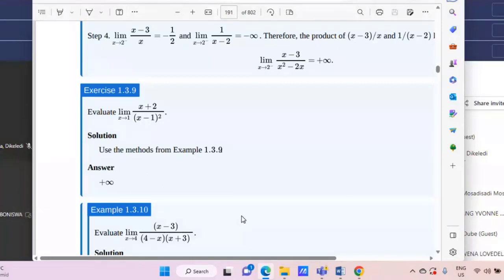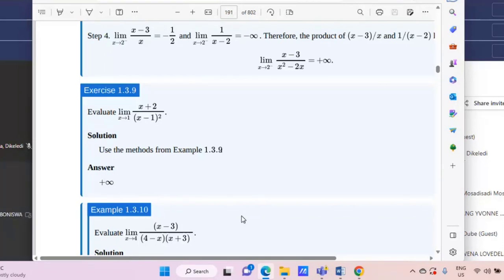Which limit are we working on? Do you see example 1.3.10? Yes, sir. We are evaluating this limit when x approaches 4 from the left. We are only evaluating the limit of this function when x approaches 4 from the left. Only. Then from there, we'll check our answer before we evaluate the limit when x approaches 4 from the right. Vuyo, what did you get?